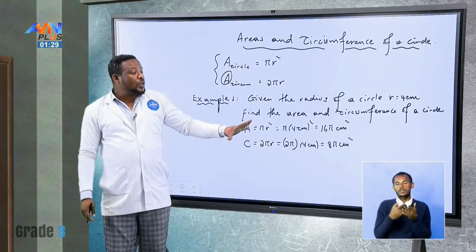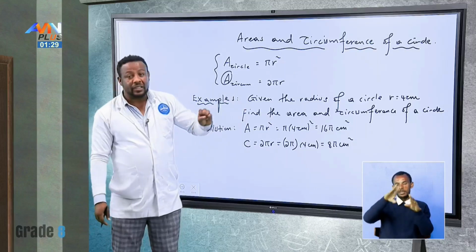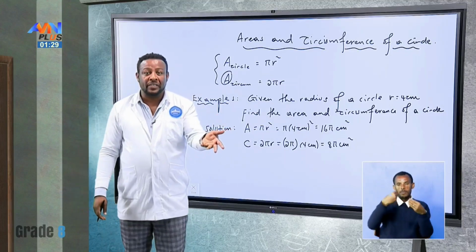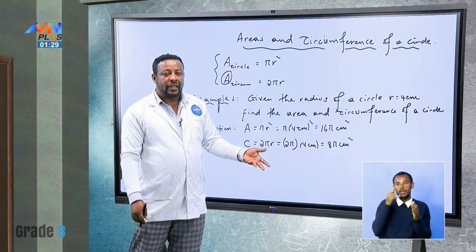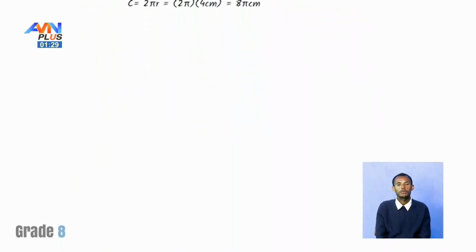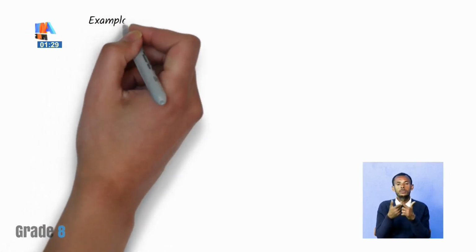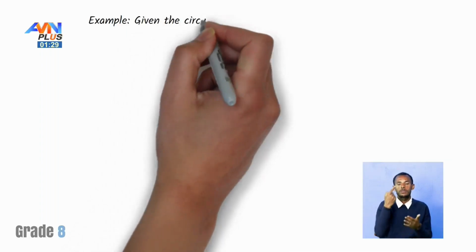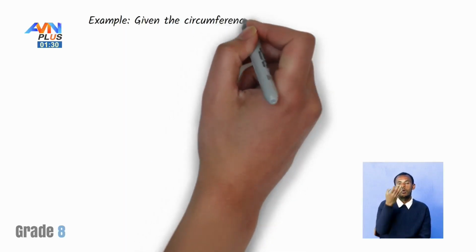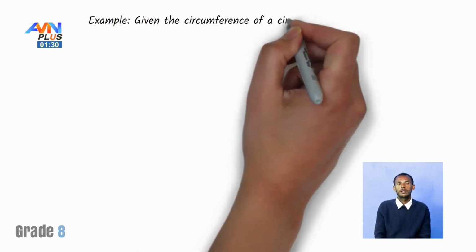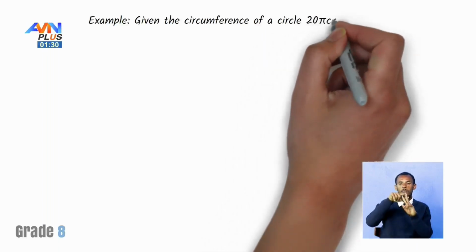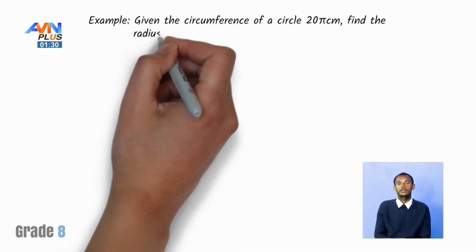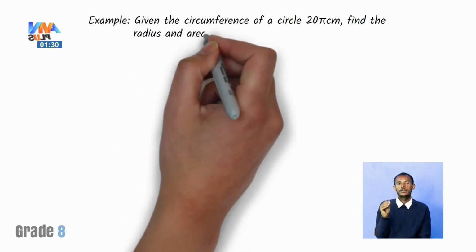Okay, this way you can calculate, if the radius is given, you can calculate the area and the circumference. Now let me change this example in a little bit different way. Okay, I will give you the circumference and you will calculate the radius and its area. So let's see the second example. In the second example, given the circumference of a circle 20 pi centimeter. Find the radius and area of a circle.